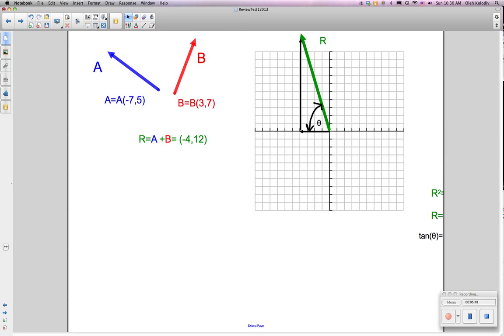So how do we find what r is? Well, again, using the Pythagorean theorem, 12 squared plus 4 squared will give you r squared. And that's 160, so r is 12.65.